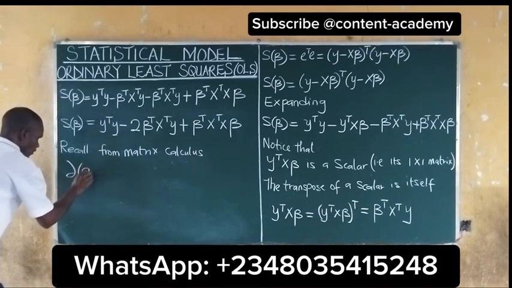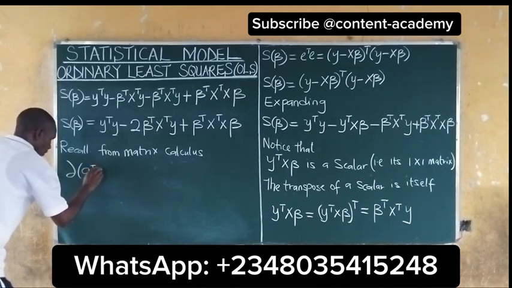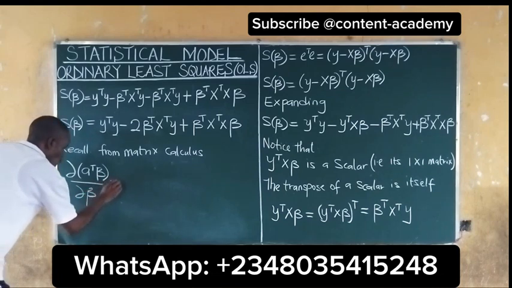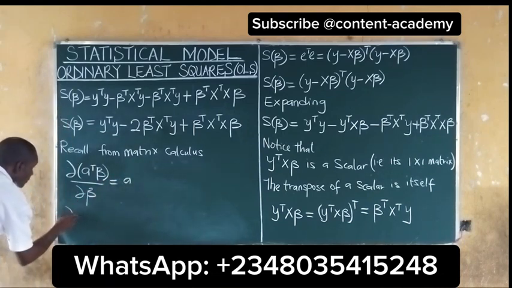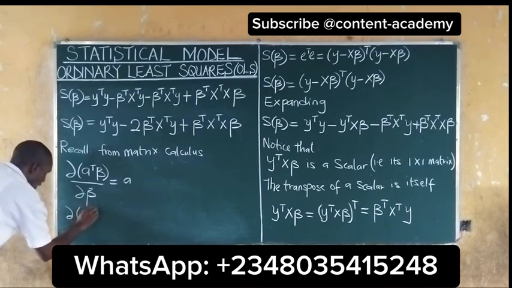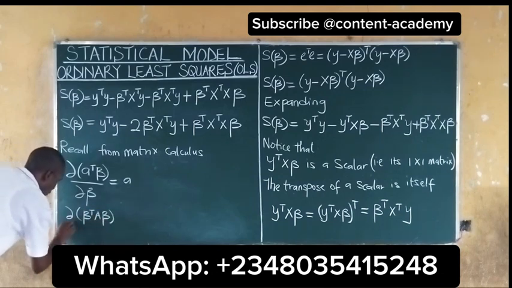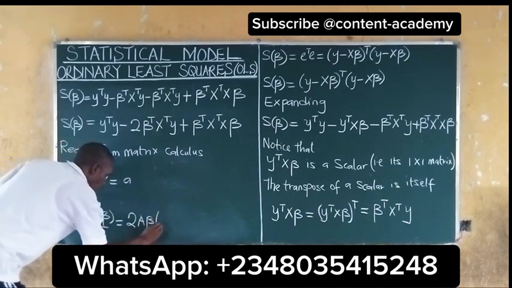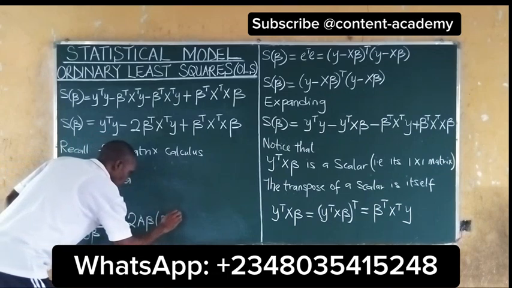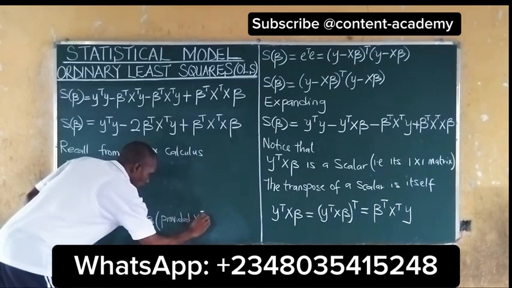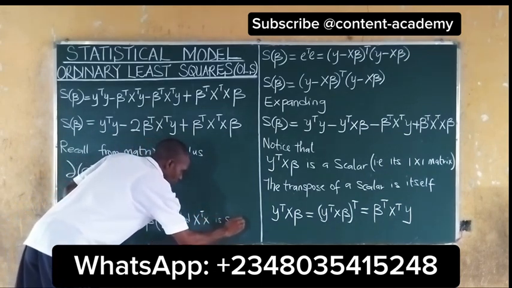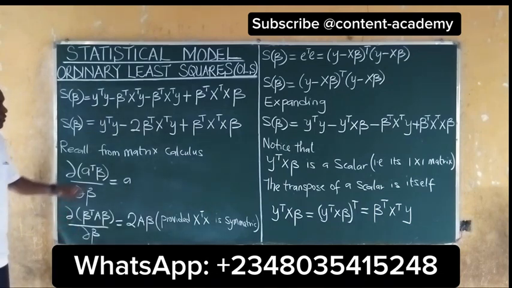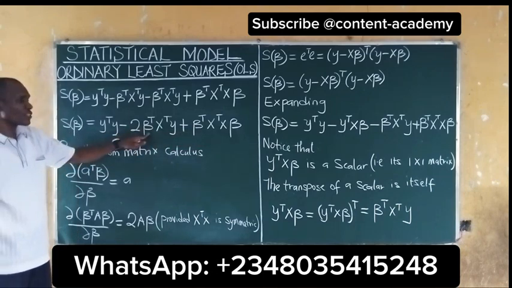if we differentiate a function of this sort, A transpose B, with respect to B, we get A. Also, if we differentiate B transpose AB with respect to B, we have 2AB, provided X transpose X is symmetric. Because we apply something like this in this case and also in this case.